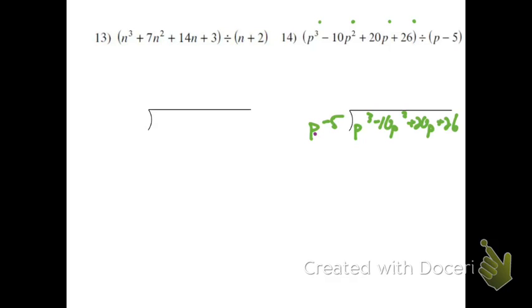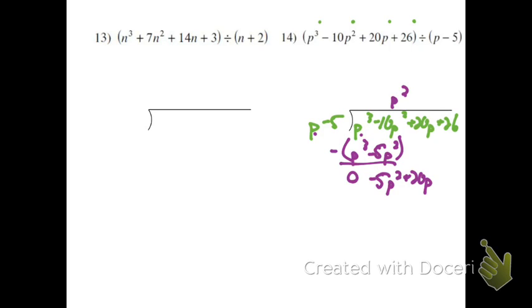What do you multiply by p to get p to the third? p squared. p squared times p is p to the third. p squared times negative 5 is negative 5p squared. So we subtract. When you do that, you end up with a negative 5p squared here. That's a 0. And we drop down the plus 20p.